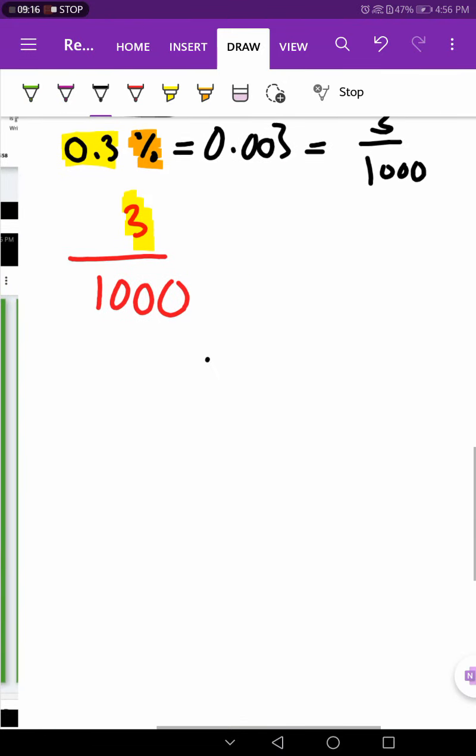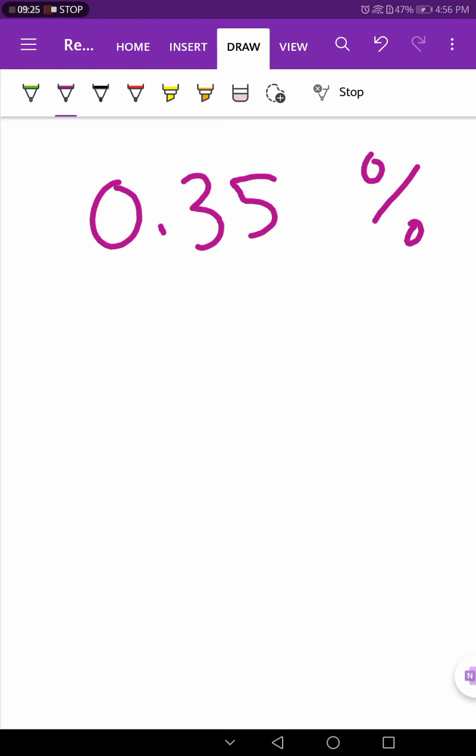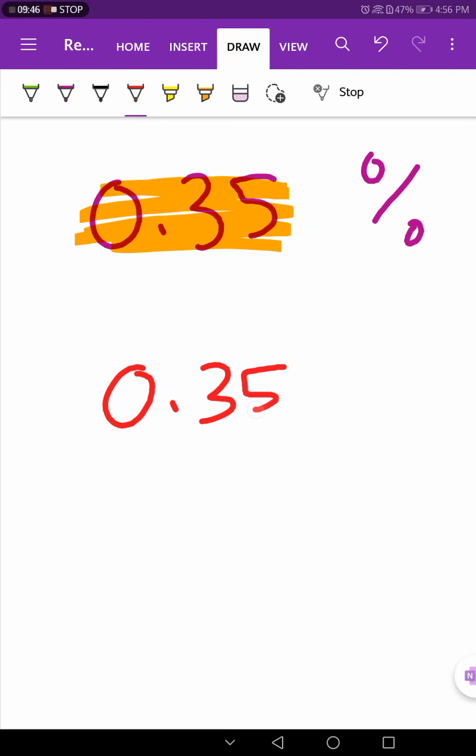It is 35 hundredth percent. What is the first step here? We will make it a fraction. What we have here? We put it over 100. 35 hundredth over 100. This is the first step.